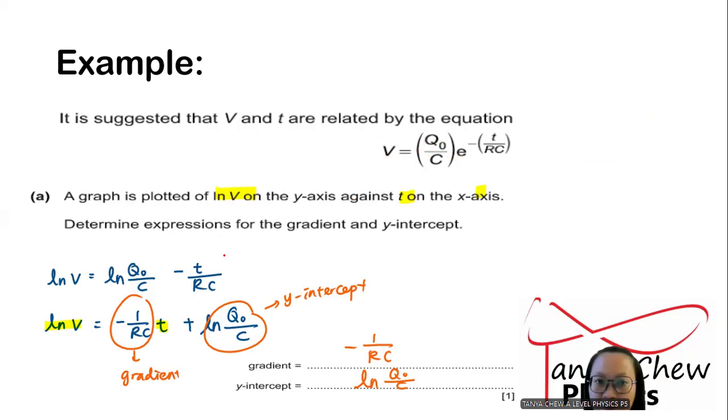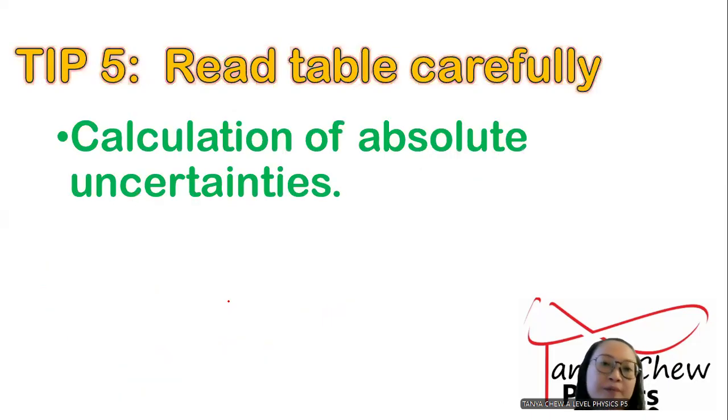And now make some modification because the y-axis has to be ln V. t must be on your x-axis. So this is x. Can you see that? y equals mx plus c, and the whole thing here, ln Q0 over C, is your y-intercept. Can you see? The gradient can be easily identified. So the gradient is negative 1 over RC, whereas the y-intercept is ln Q0 over C. Right? Make sure that you know how to modify the equation.